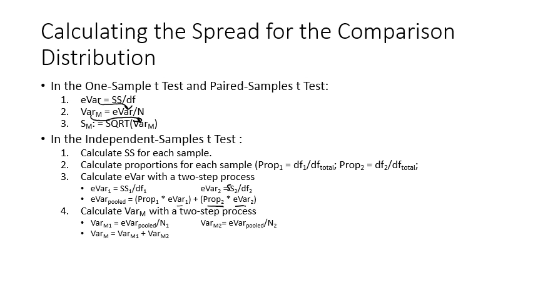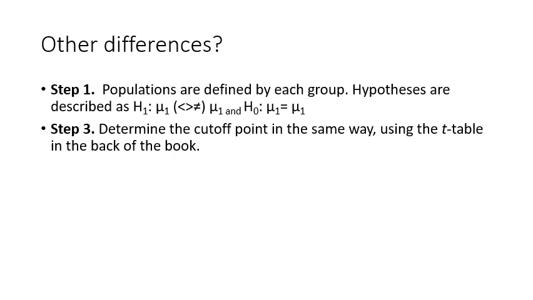So it seems a little longer, it's a little more complicated, but you'll get the hang of it. And then we do the same as we've always done before. We calculate the standard deviation for the distribution of means by taking the square root of VARM. So it's different, but it's not that different, and everyone can get this. So what other differences do we have?